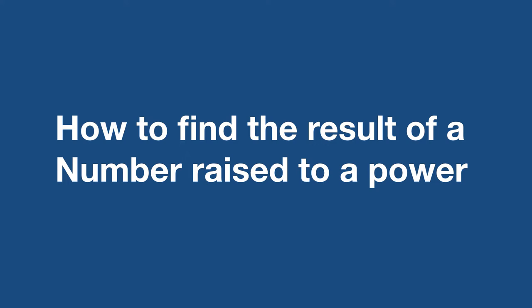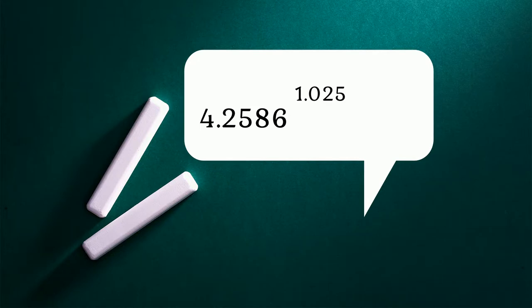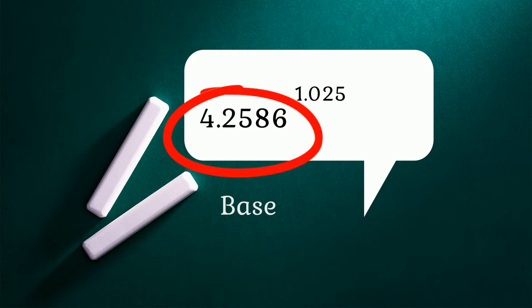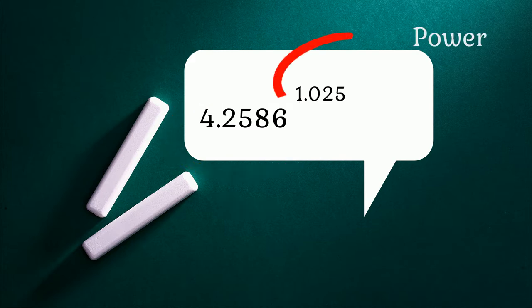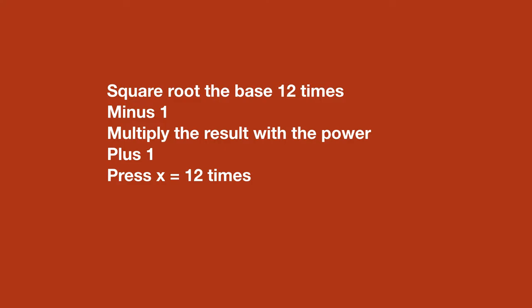Now for explaining this, let us say we are required to find the result of 4.2586 raised to the power 1.025. So for brevity's sake, let us say we refer to 4.2586 as the base number and 1.025 as the power. Now what is the methodology for finding this? It consists of a series of 5 steps. So what are those steps?